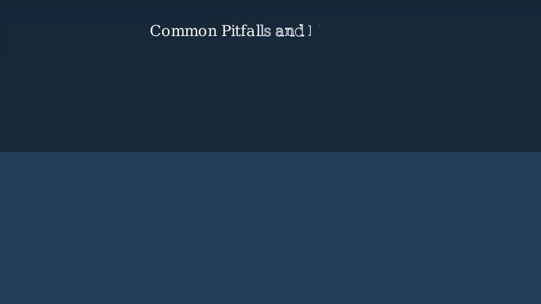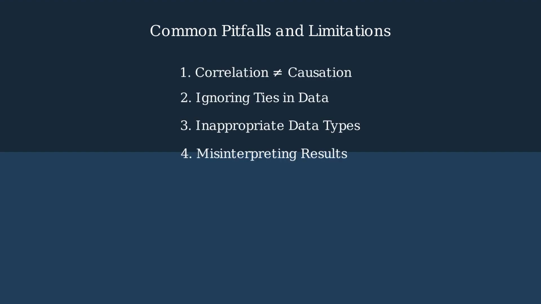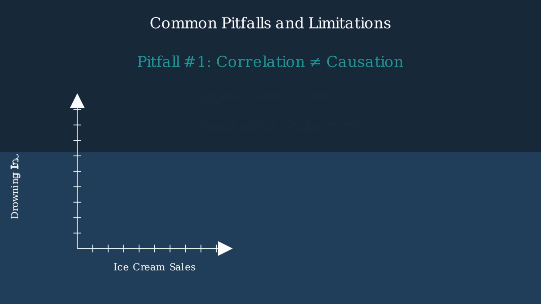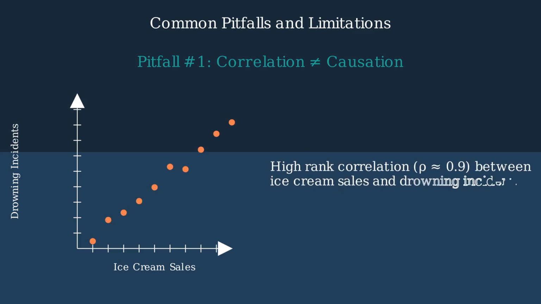Let's examine common pitfalls and limitations when using rank correlation methods. There are 4 critical limitations to be aware of when working with rank correlation. The first major pitfall is assuming correlation implies causation. High correlation between variables doesn't mean one causes the other.